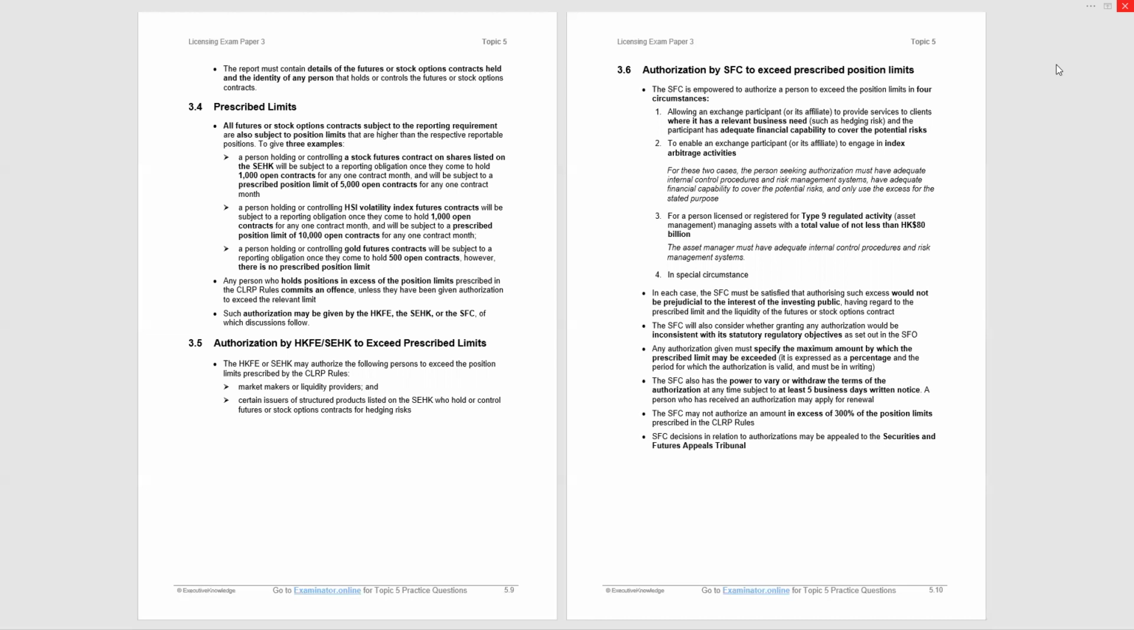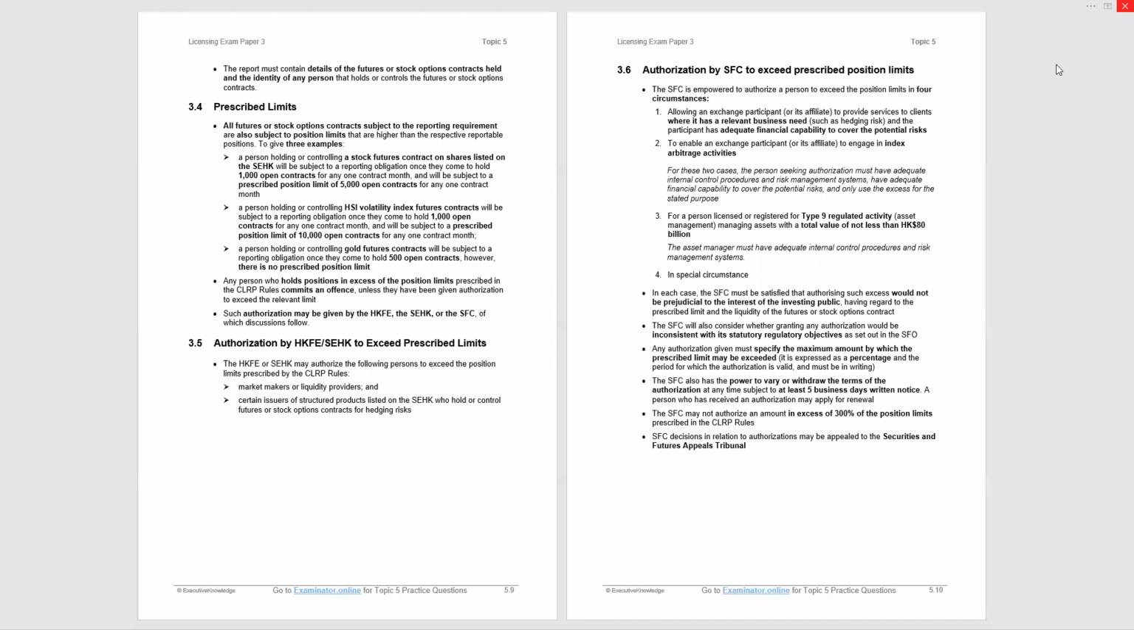The SFC also has the power to vary or withdraw the terms of the authorization, with at least 5 business days' written notice. The SFC may not authorize an amount in excess of 300%. So there is a position limit on the exemption of the position limit. You can go beyond it, but not beyond 300% of the position limit prescribed in the rules. And any SFC decision made with regard to authorizations, if you wish to appeal it, can be appealed to the Securities and Futures Appeals Tribunal.